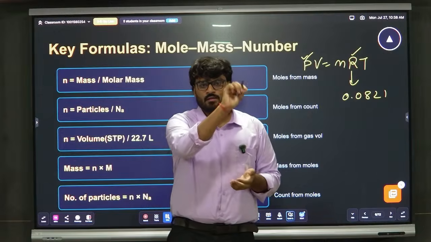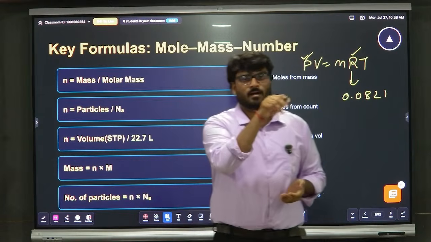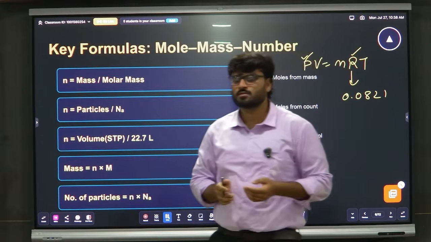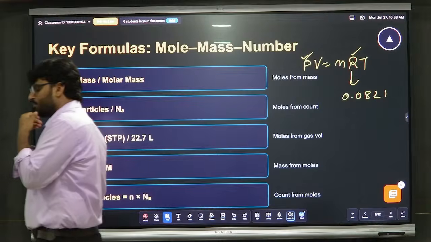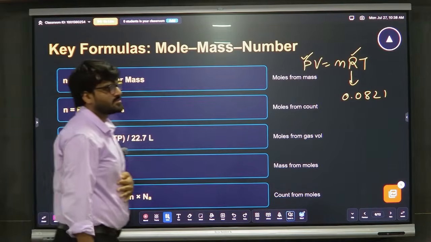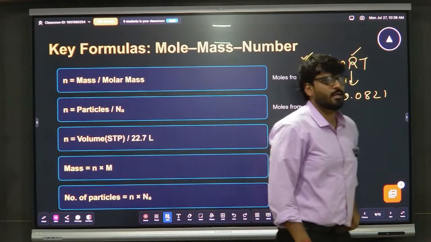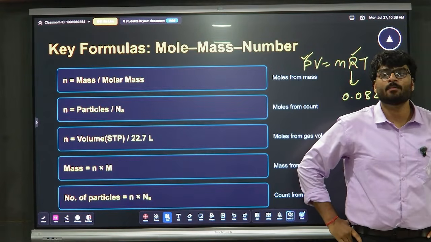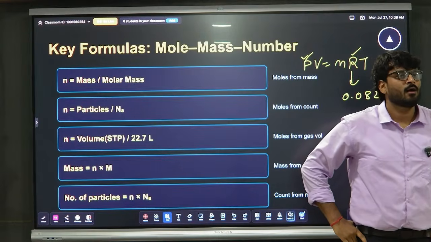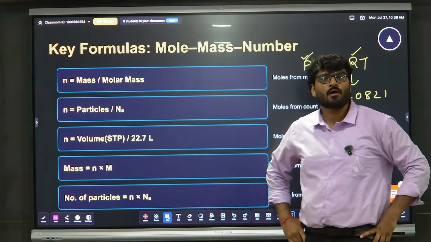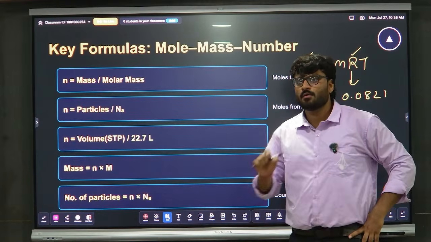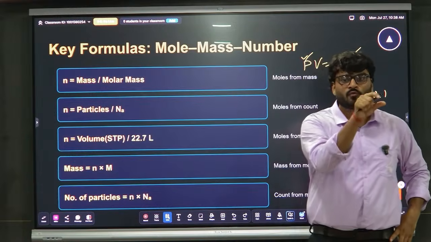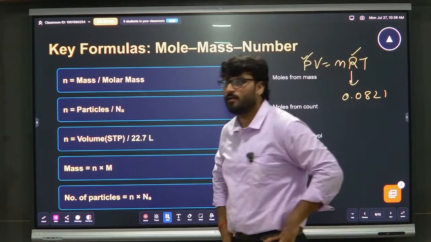Write it down in your notebook somewhere, marking it as a note at the top of your notebook. Whenever you are studying these notes, you'll remember it: when do we use R as 0.0821 and when do we use 8.3? For example, you must have seen in physics average kinetic energy or VRMS, 3 by 2 RT, no? Where mostly energies are in joules, right? Then you have to use R as 8.3. Fine.